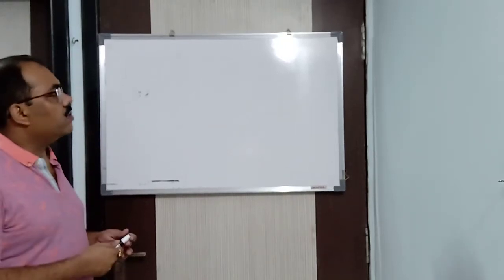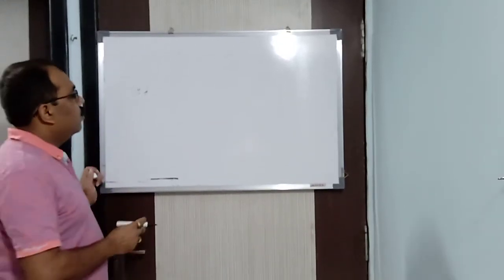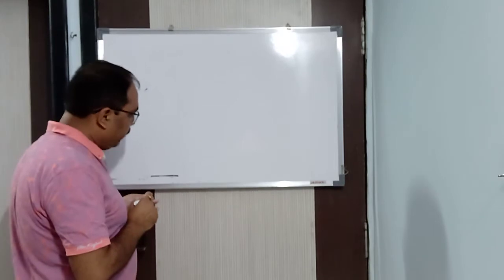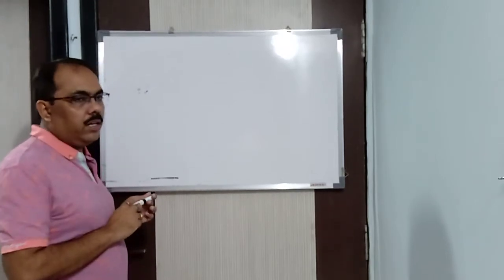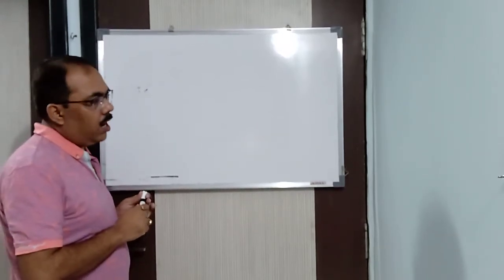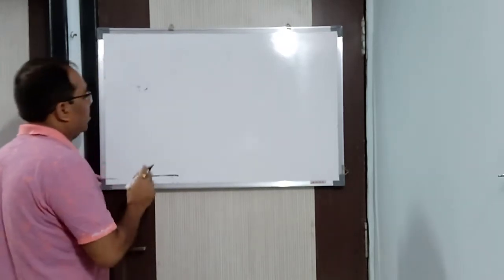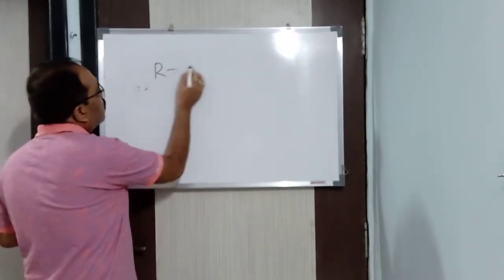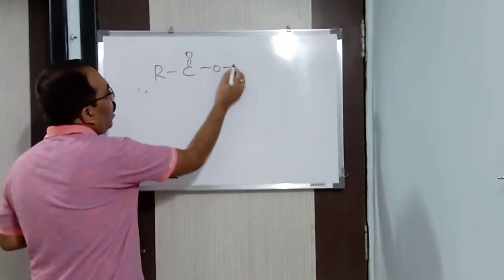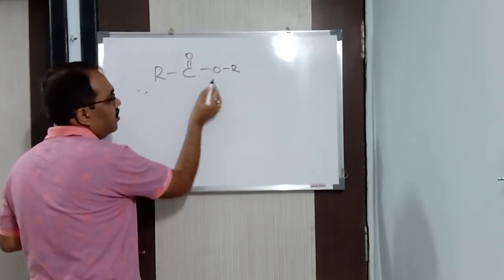Next we'll give another example. Before giving another example, you should know how to write the name of esters. Alright, how to write the name of esters, you should know it. That is RCOOR. Alright, this is the general formula of an ester.